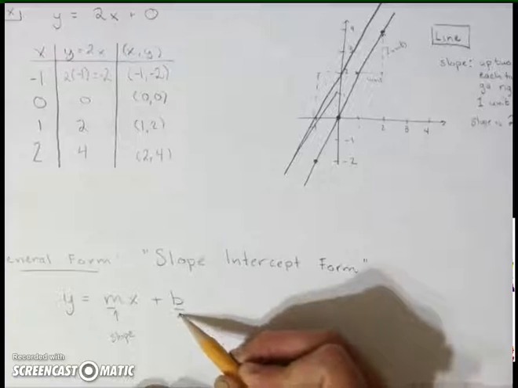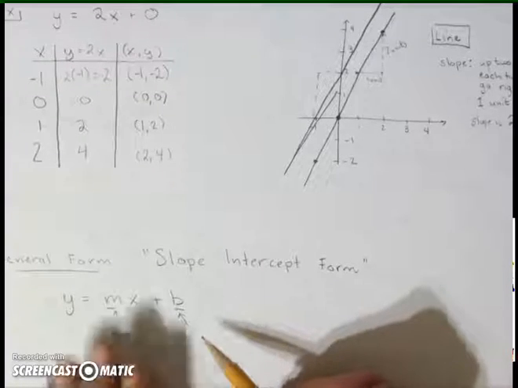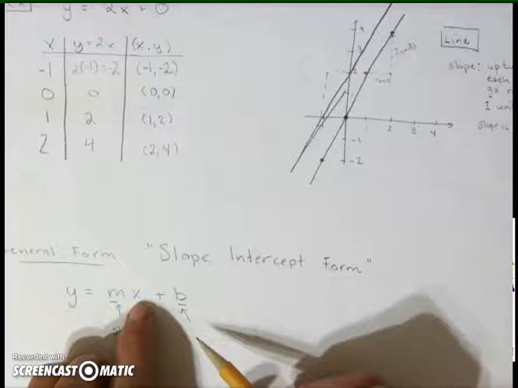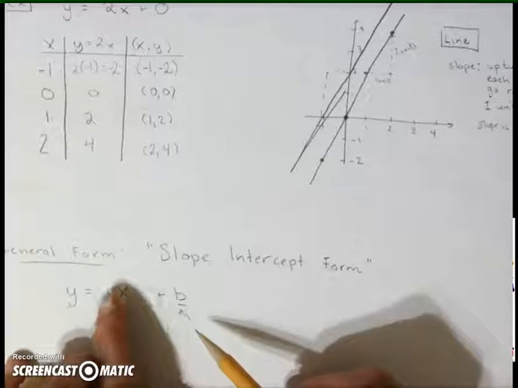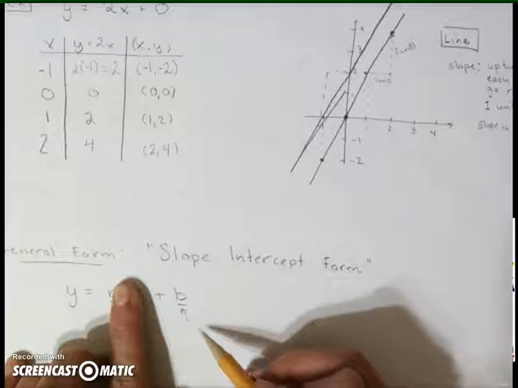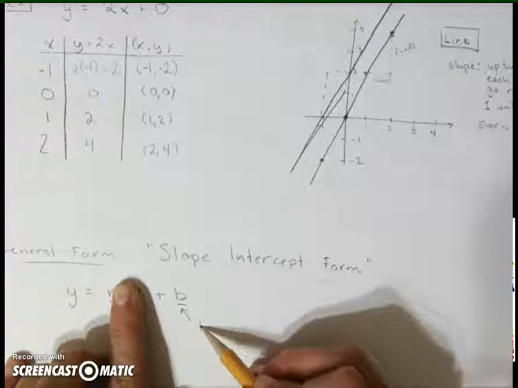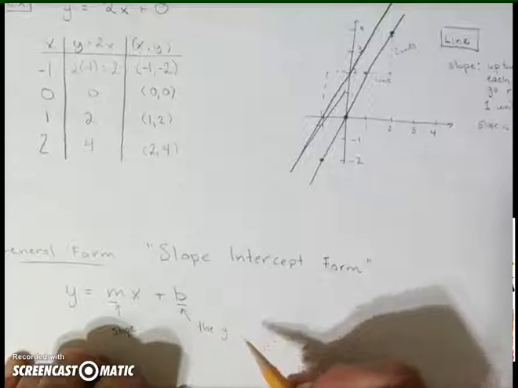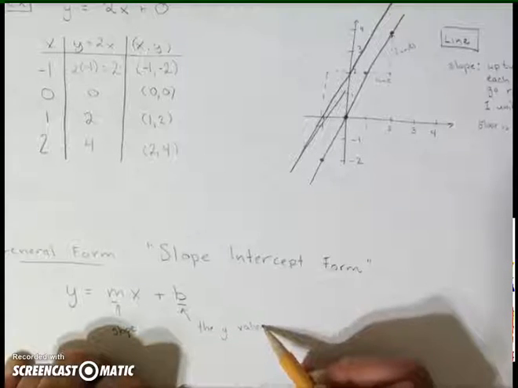And what does this b tell us? Well, if x is 0, then this term goes away and we just get y equals b. What that tells us is that b is the y-intercept, or the y value of the y-intercept.